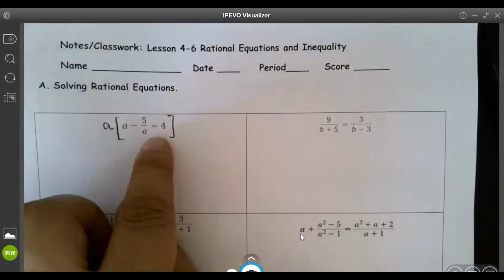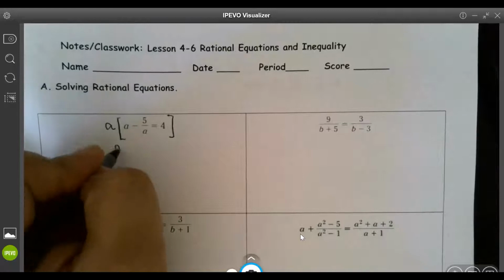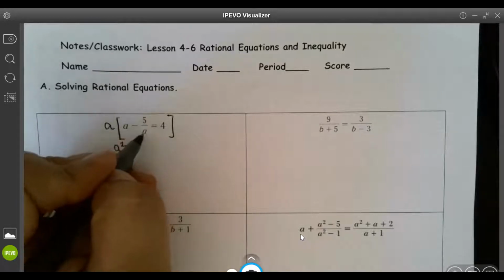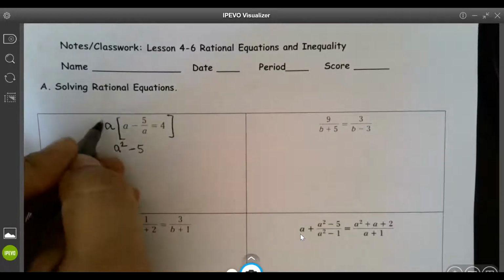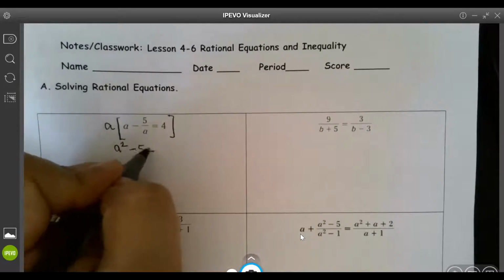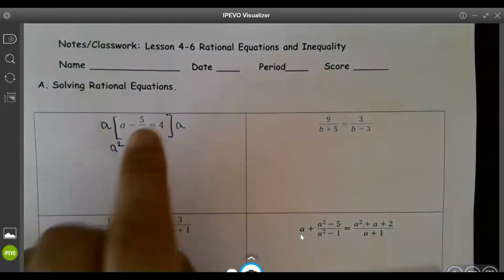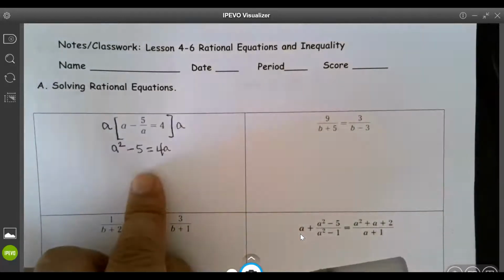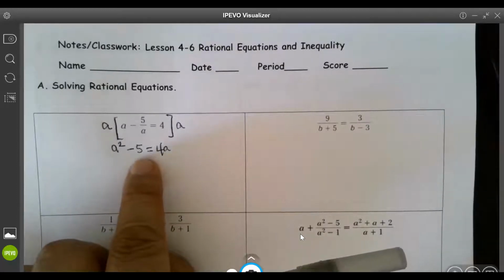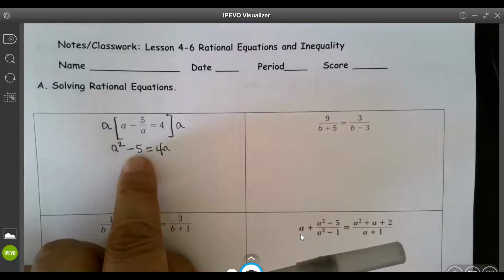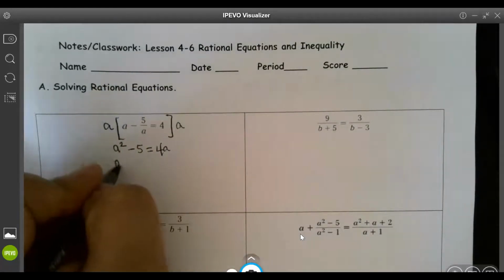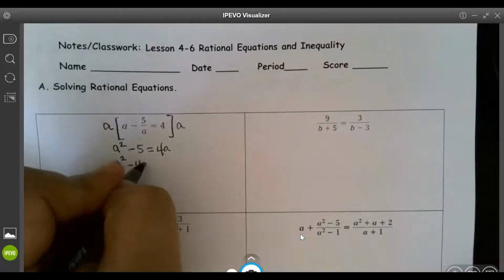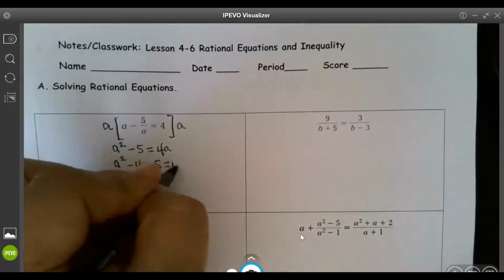So if you multiply, A times A is A squared minus A, and A times 5 divided by A is simply 5, because the A and A will cancel out. You have to do the same at the right side, multiply by A. So 4 times A is 4A. Then you arrange this in standard form, in descending order. So this becomes A squared, and then transpose 4A to the left, it becomes minus 4A, minus 5 is equal to 0.